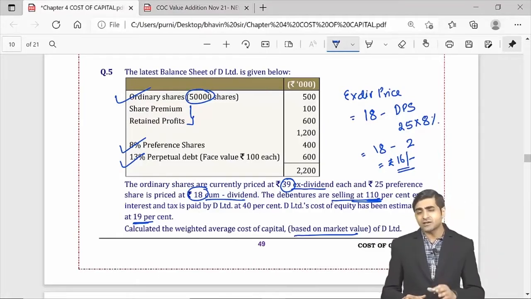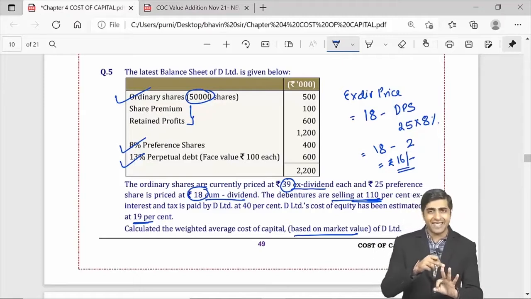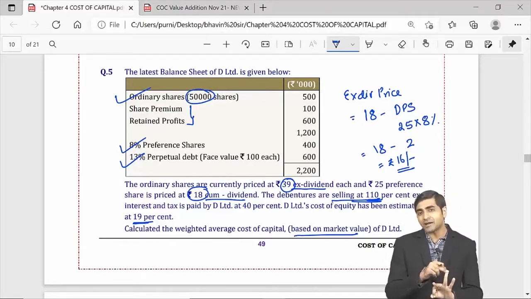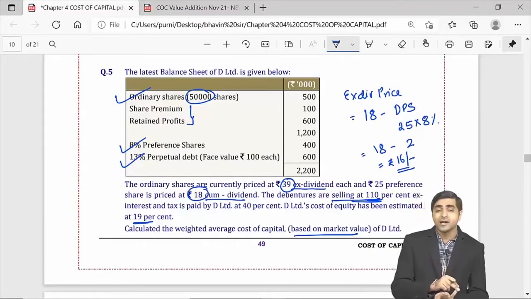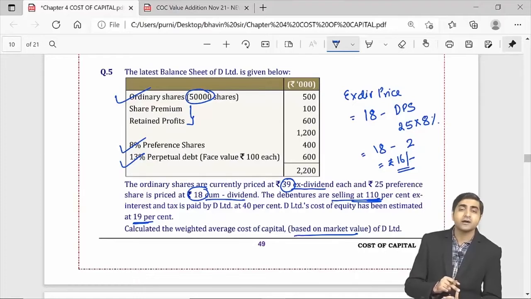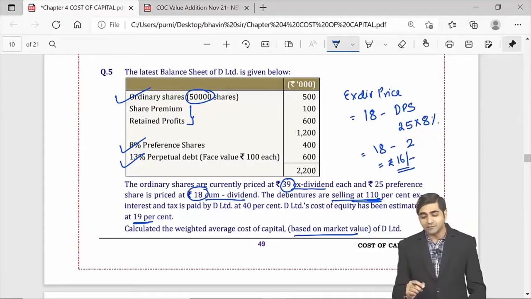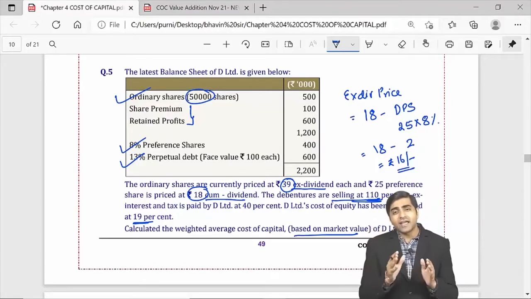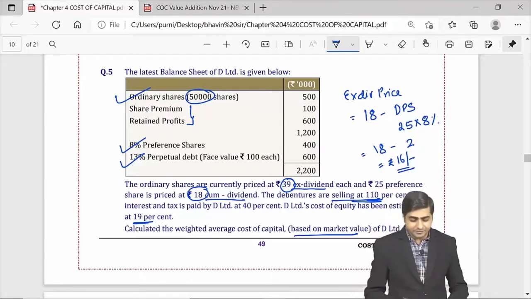So guys, this is how the three types of cost will be calculated. KE given, KD, your net proceeds will be nothing but market price, that is nothing but 110, and for KP, you will be dividing that by your net proceeds, which is nothing but rupees 16. Okay, so guys, that's how your KE, KD and KP will be calculated.